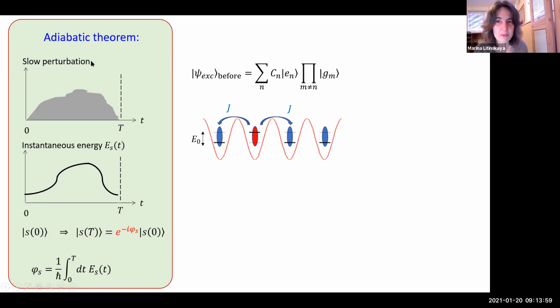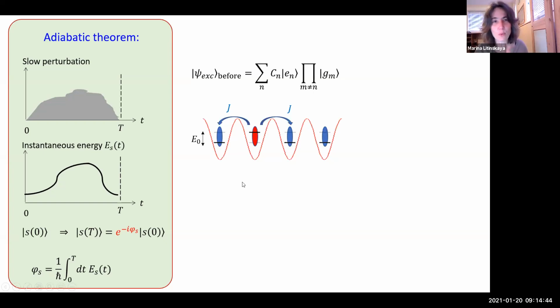So if the perturbation is slow, you can characterize your system by instantaneous energies, right? Slow with respect to the distance between the energy levels of your system. So this is the instantaneous energy. That's how it behaves, for example. And you know that after the perturbation is over, your system will be described by a state the same as before, and also carrying an extra phase factor. So basically, the slow perturbation imposes a phase on each state in your system. And this phase can be calculated as an integral over this instantaneous energy state.